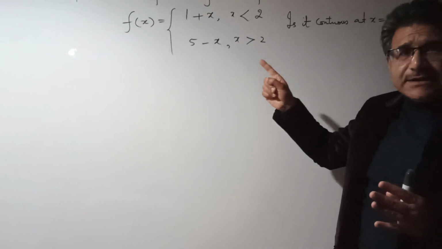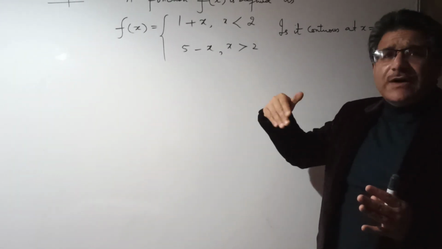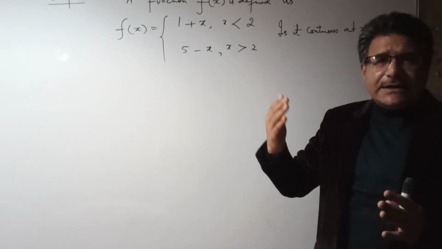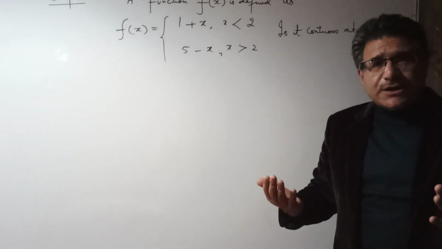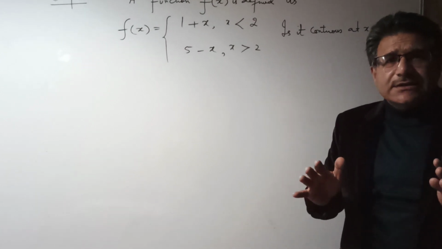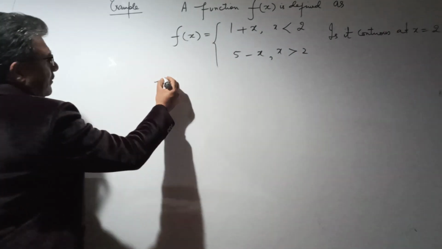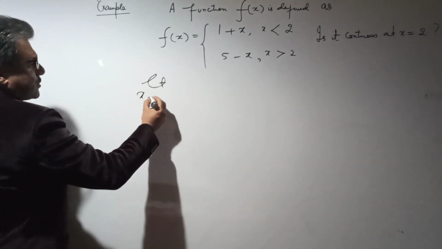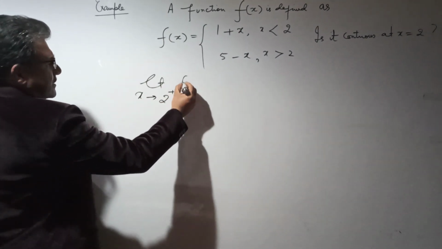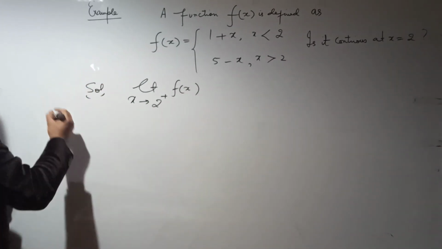Since the function is given in the breakup, as a piecewise function, we have to find the left hand limit, we have to find the right hand limit, and we have to find the value of the function. If all the three are equal, then we can conclude that the function is continuous. Now we'll come to the solution. Solution is limit x tends to 2 positive fx, because we have to find both the limits.